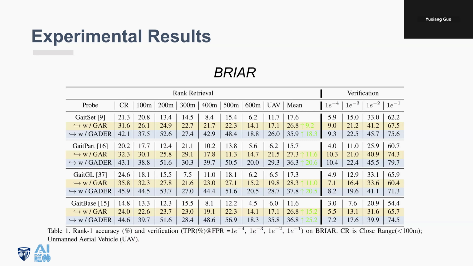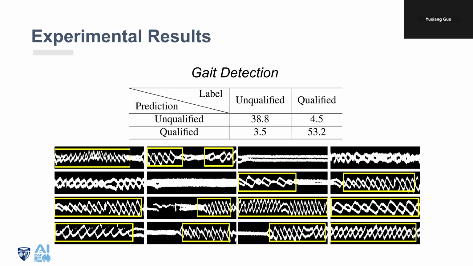As for the gait detection, we use the confusion matrix to show its performance, and our accuracy is over 90%. And also, I show some visualization here, and we found our gait detector can accurately tell where the gait starts, where it ends.